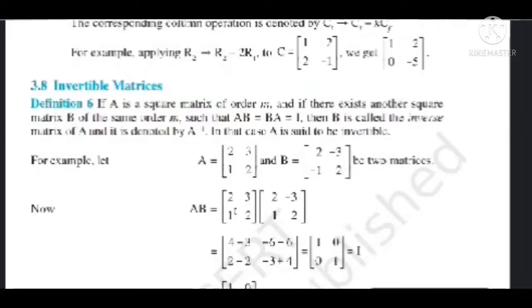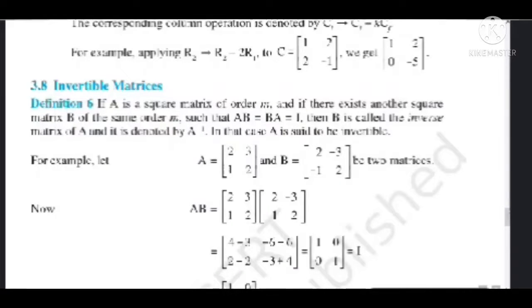We have to multiply. That is 2 into 2, 4. Then plus, according to the formula, 3 into minus 1, that is you will get minus 3. Similarly, first row with the second column: 2 into minus 3, that is minus 6. Next, 3 into 2 is 6, so minus 6 plus 6.